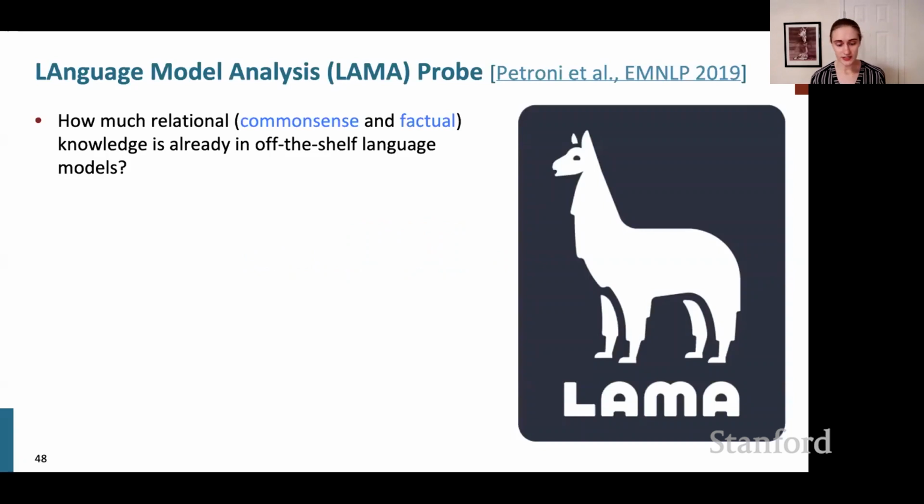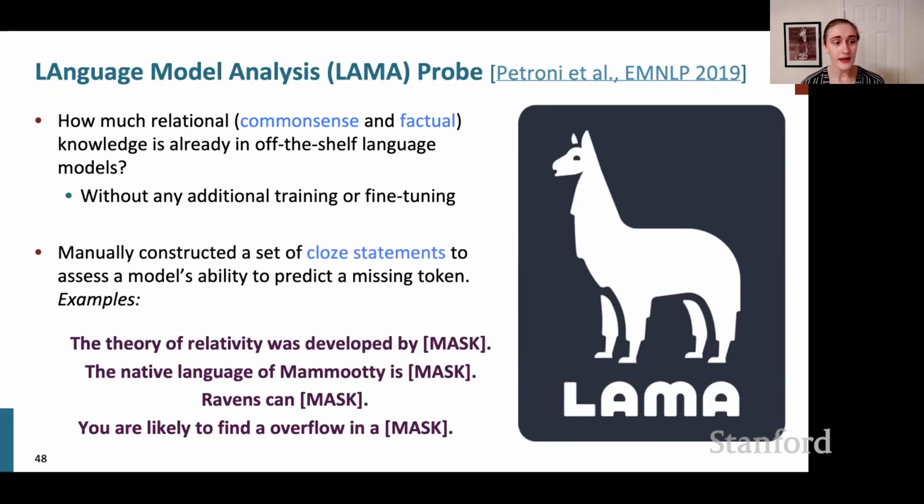So one of the initial works in this area was called LAMA, and this really started a series of works to look into how much knowledge is already encoded in these language models. Their question was how much relational, common sense, and factual knowledge is in off-the-shelf language models. So it's just taking pre-trained language models and evaluating the knowledge in them, without any additional training or fine-tuning. So they manually constructed a set of what they refer to as cloze statements, and these are just the fill-in-the-blank statements that we actually drew from at the beginning of the talk. And we have some more examples here.